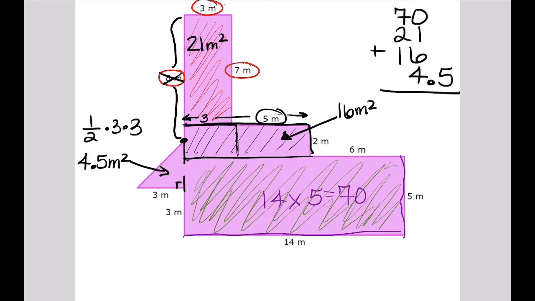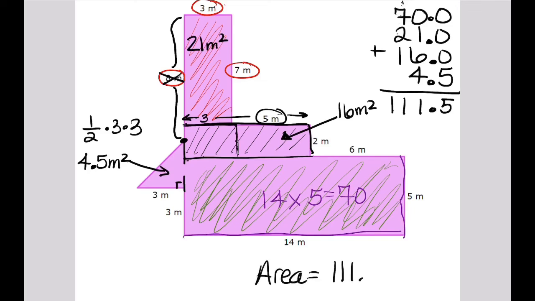Make sure when you add a decimal, you line up those decimal points. You don't have to write it like that, but you definitely want to line up those decimal points. So 0 plus 0 plus 0 plus 5 is 5. 0 plus 1 is 1. 1 plus 6 is 7. 7 plus 4 is 11. Carry the 1. And then 1 plus 7 is 8. 8 plus 2 is 10. 10 plus 1 is 11. So the area of this complete figure is 111.5 square meters.